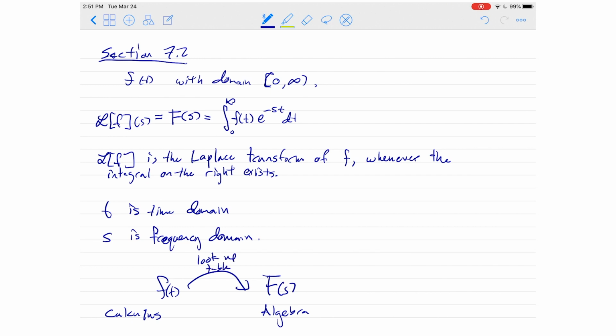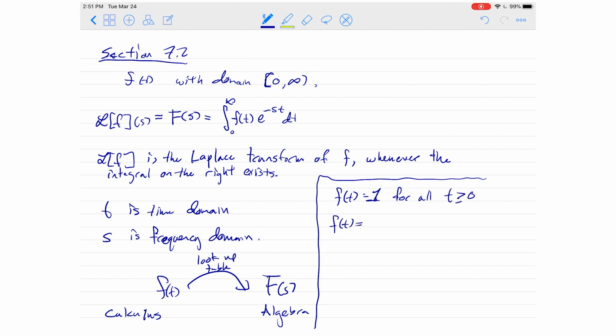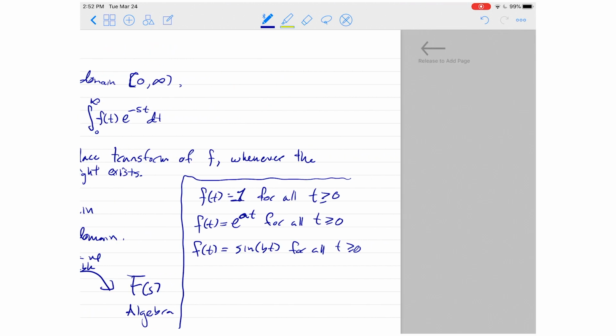So I'm going to talk about three functions here that we're going to try to go over. And then that will give us the beginning bits of our table, and then we can talk about it more. We're going to talk about the function f of t equal to 1 for all t bigger than or equal to 0. Another function, e to the at for all t bigger than or equal to 0. And then f of t equal to sine of bt for all t bigger than or equal to 0. Okay, so these are the three functions we're going to talk about, and this will allow us to start building our table. All right, so let's do that.